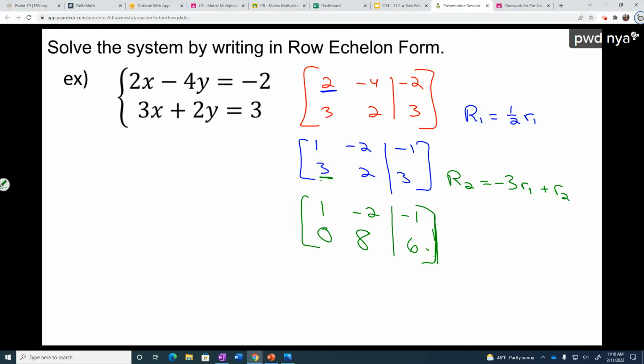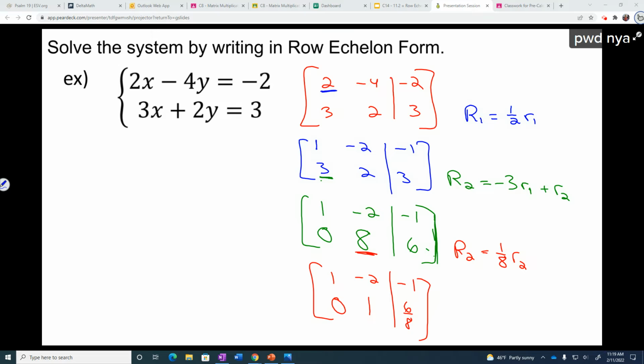To change anything to a 1, we always just multiply by the reciprocal, right? So R2 becomes 1/8 R2. Keep the top row. 0 times 1/8 is 0. 8 times 1/8 is 1. 6 times 1/8 is just 6 eighths, which will reduce in a second. So now we're good because we got the 1s and the 0.